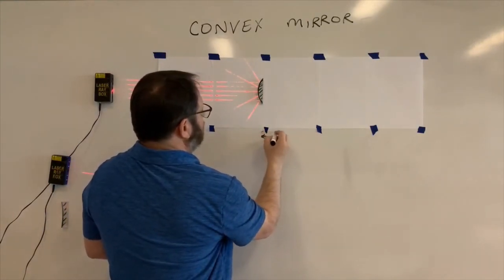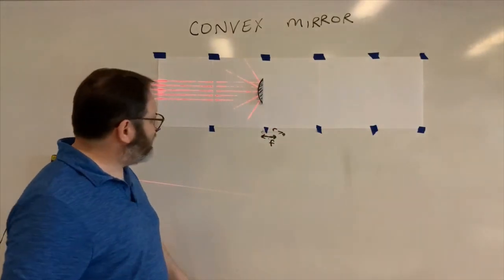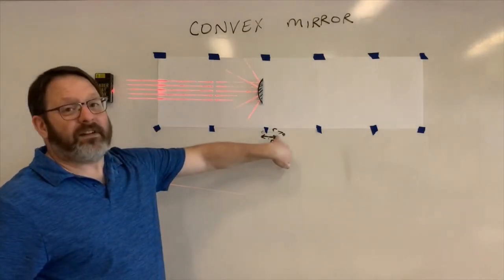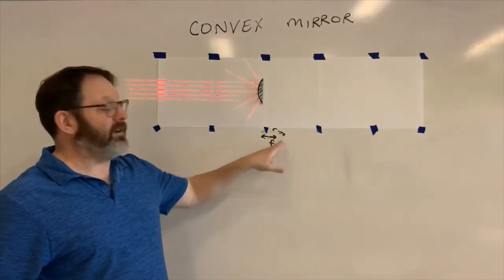So the radius R is there. You can see again that F is shorter than R, and actually it's the same thing again. F is R over 2.